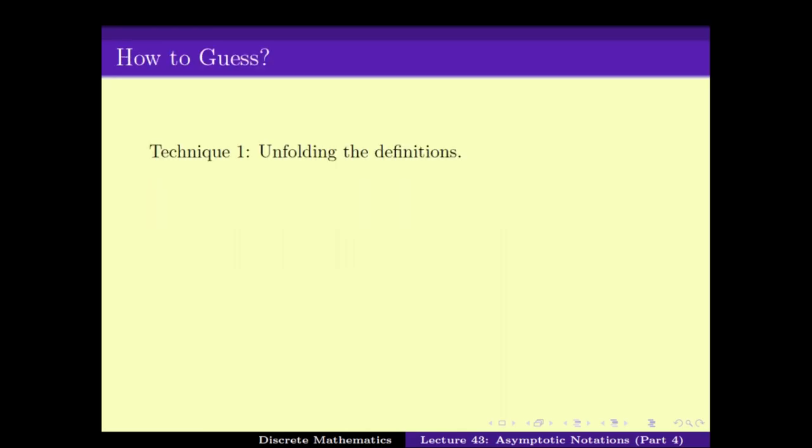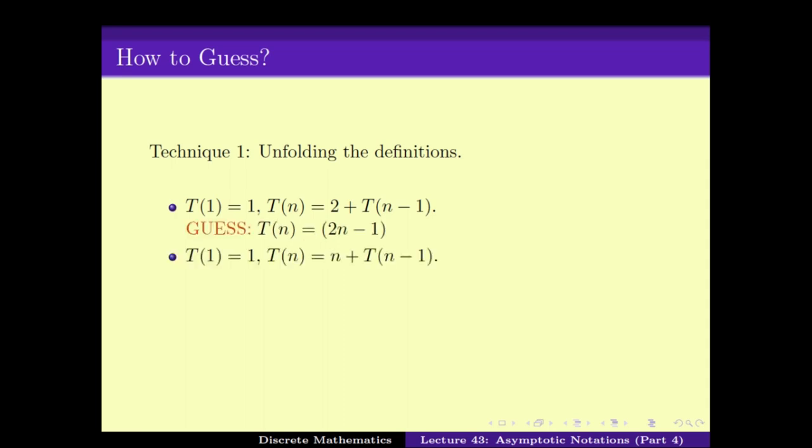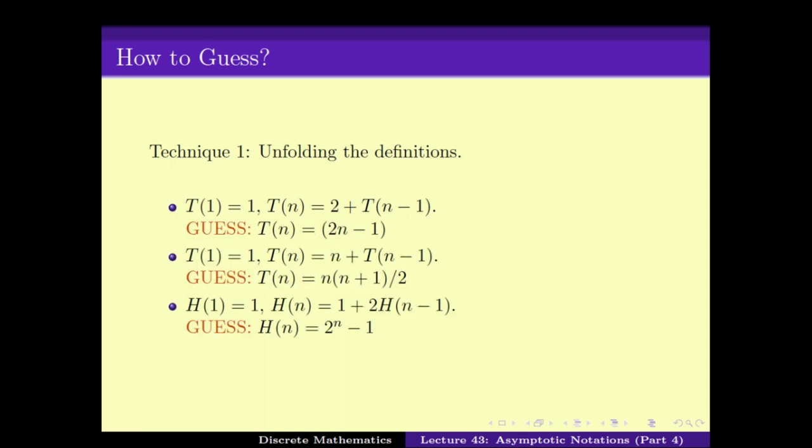The first technique that we looked at was unfolding the definition. Namely, you keep on just unfolding the expression. For example, if t_n equals 2 plus t_{n-1}, you write t_{n-1} as 2 plus t_{n-2}, and in that case, you get t_n equals 4 plus t_{n-2}, and so on. You keep on doing this, and at some point, after some ith iteration, you will be able to get the thing into a proper form. And we have seen how this technique works and helps us to guess for recurrences like this.